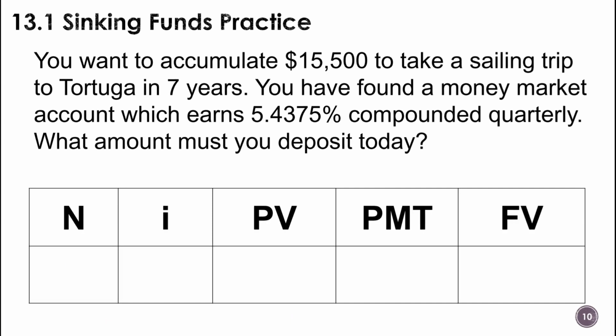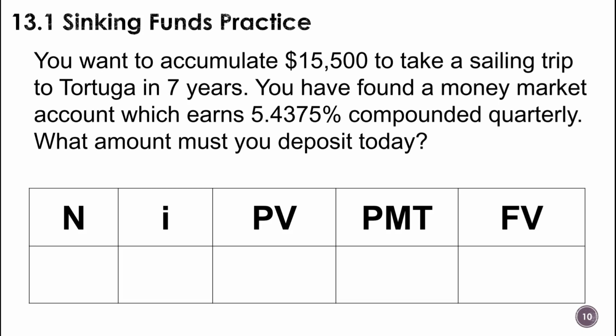Alright, next. These are practice, so these are going to be similar to questions that we did earlier. So just remember to pause and try this for yourself, and then you can check it with me once you start the video again. You want to accumulate $15,500 to take a sailing trip to Tortuga, I don't even know what that is, in 7 years. You have found a money market account which earns 5.4375% compounded quarterly. What amount must you deposit today? So this is based on a one-time deposit so that you can take this trip.